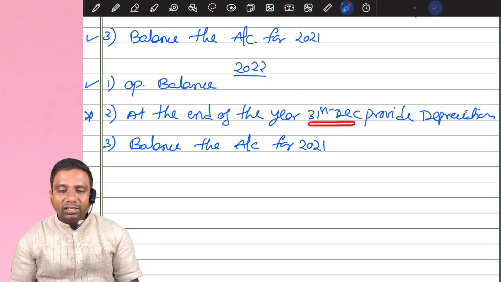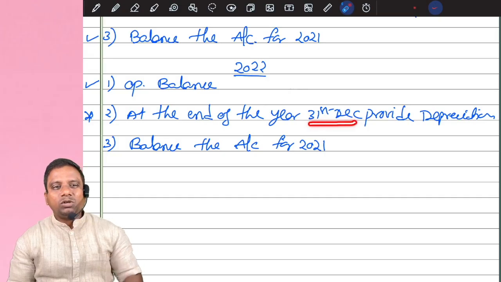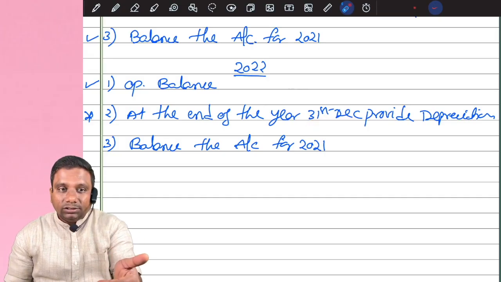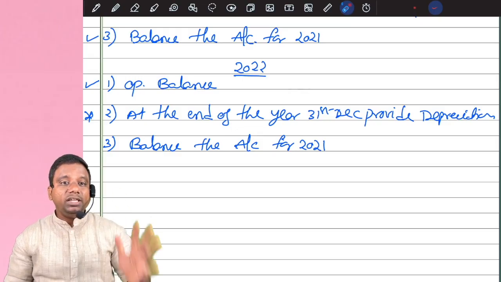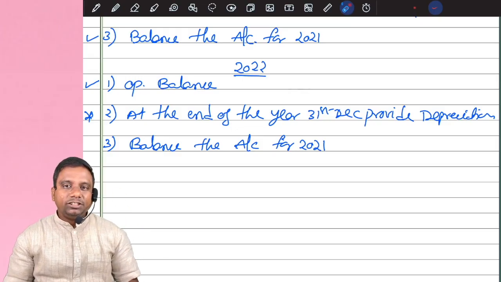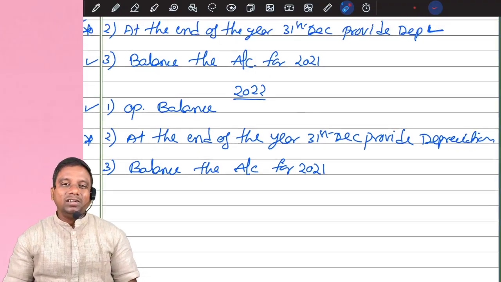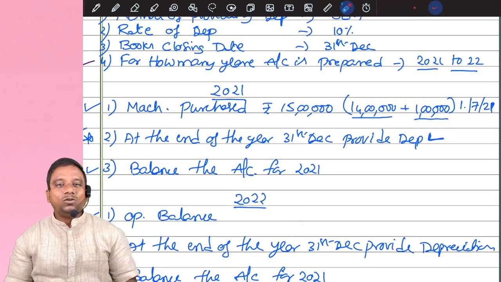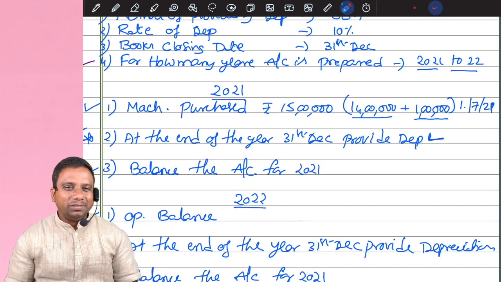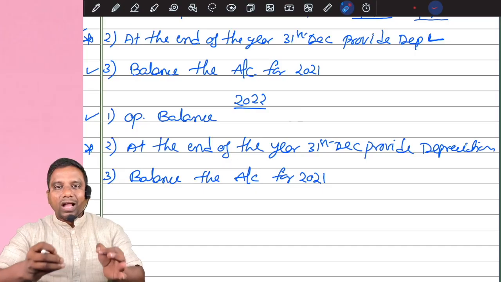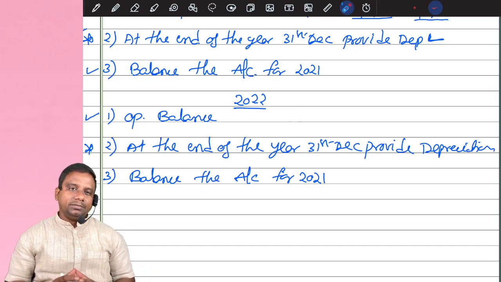What is the end of the year? 31st December. On 31st December, what we have to do? We have to calculate depreciation. From the second year onwards, we charge depreciation for the full year. Why? Because we have the asset from the beginning of the year. But in the first year, we have the asset only from 1/7/2021. Is it clear? Okay, sir. Depreciation calculated and entry also recorded.